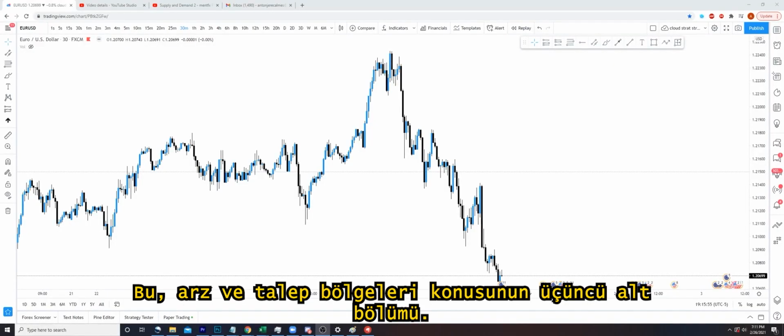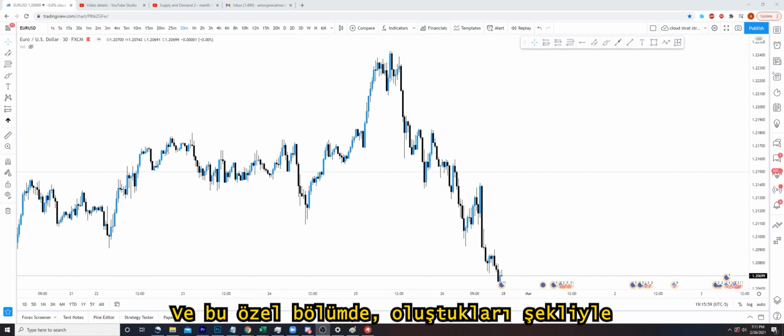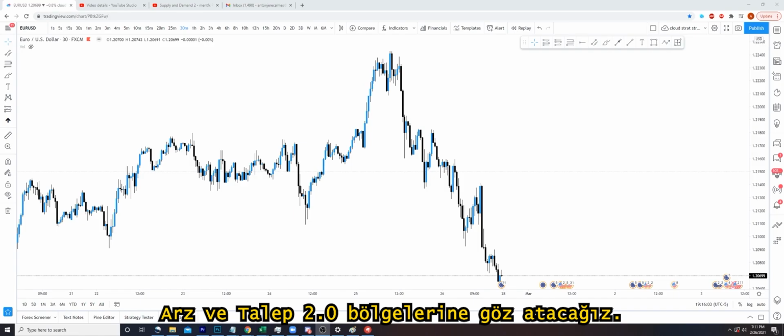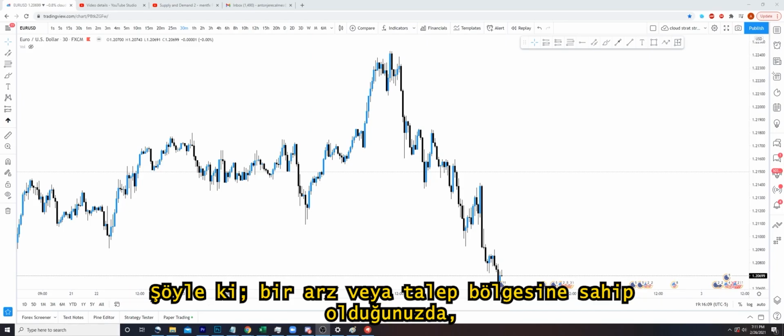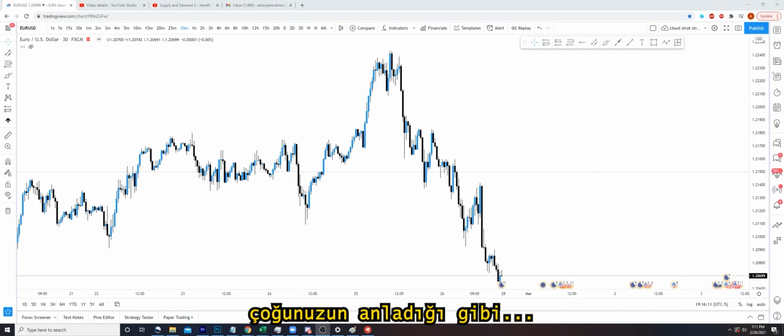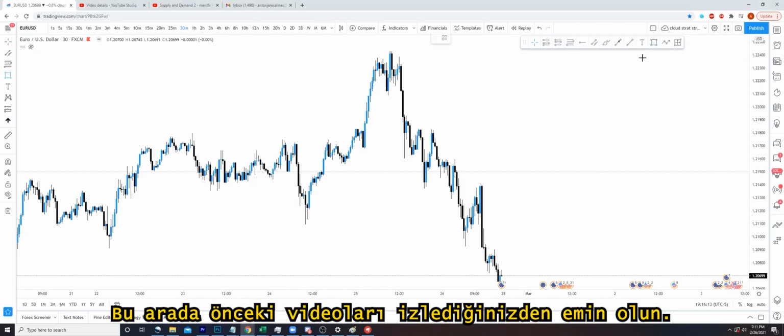So this is the third subsection of the supply and demand zones. And in this specific one, we are going to take a look at supply and demand zone 2.0s as they form and the refinement of supply and demand zones. So what happens is when you do have a supply and demand zone, as a lot of you understand, make sure you have seen the previous videos.